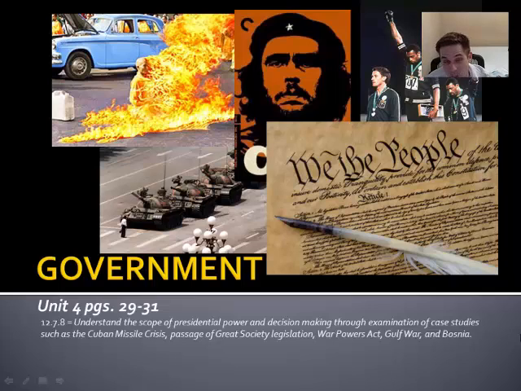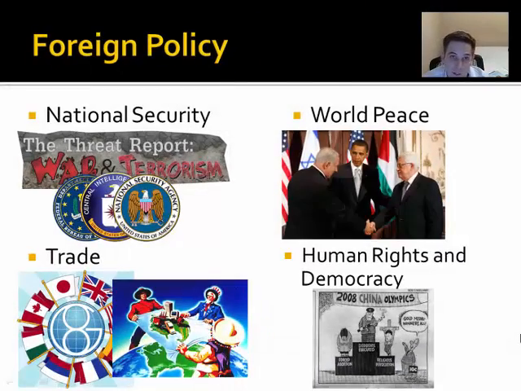Today we're going to be talking about foreign intervention, foreign affairs, foreign policies that we get involved in. So when America is getting involved in other countries' affairs, there's 4 goals and 6 roles that we play that define the actions that we take as a country.